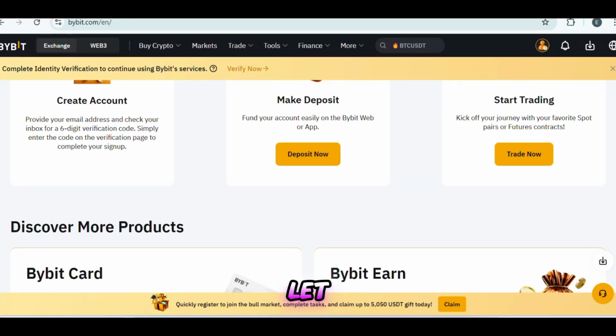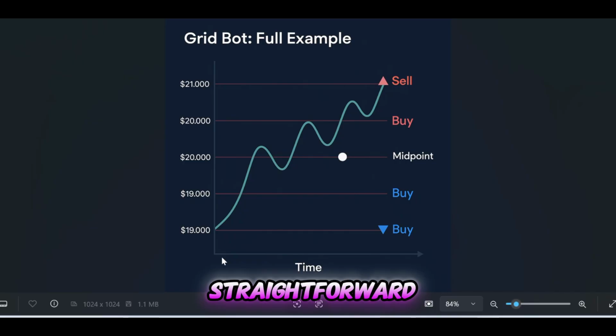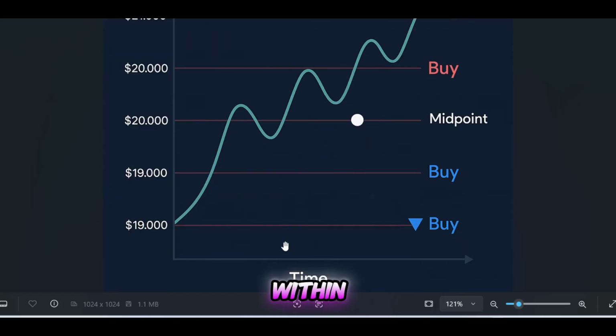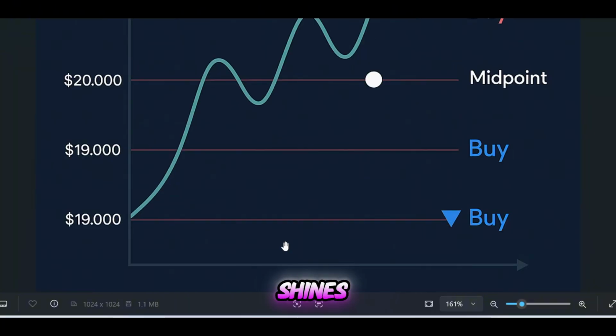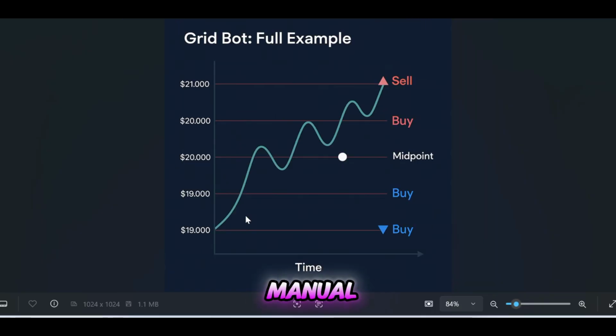First, let me walk you through how Bybit Grid Trading Bot even works. So let's talk about one of the simplest and most consistent strategies in crypto and forex market, that is the Grid Trading Bot. At its core, the bot follows a straightforward principle, that is buy low and sell high repeatedly. It doesn't rely on predictions, technical indicators, or market trends. Instead, it works best when the market moves sideways within a defined range. That's where it shines, capturing profits during very small price fluctuations without any need for manual intervention.